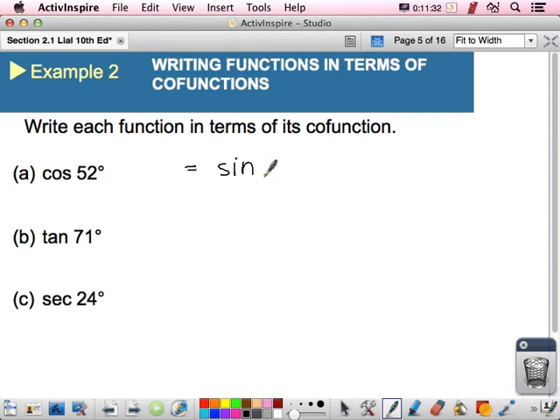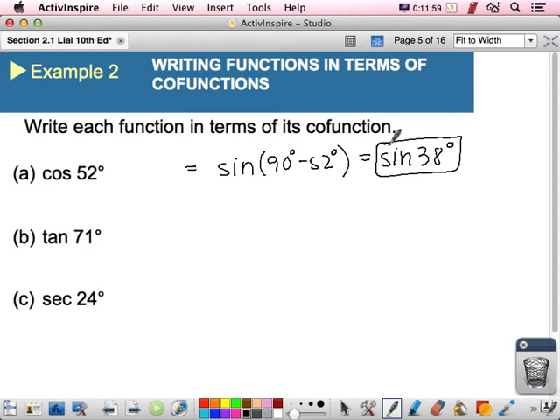Has to be whatever adds to 90. So in other words, it has to be whatever 90 minus 52 is, because they have to be complementary, and that is 38. So most of you can figure that out without really doing anything. Yeah? Okay.